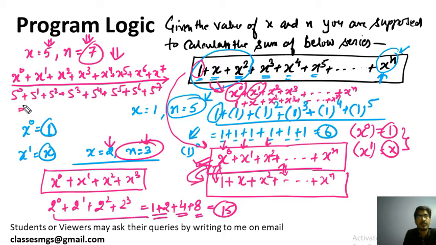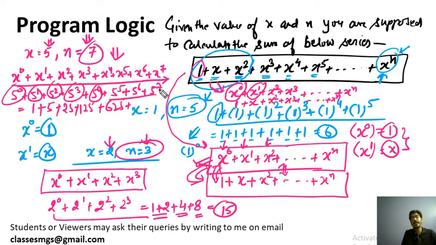Add those numbers. 5 raised to power 0 will be 1, 5 raised to power 1 will be 5, 5 raised to power 2 will be 25, 5 raised to power 3 will be 125, 5 raised to power 4 will be, I think, 625, and so on. You keep on adding up to 5 raised to power 7. That will be your answer. Okay, so this is how you calculate this series.